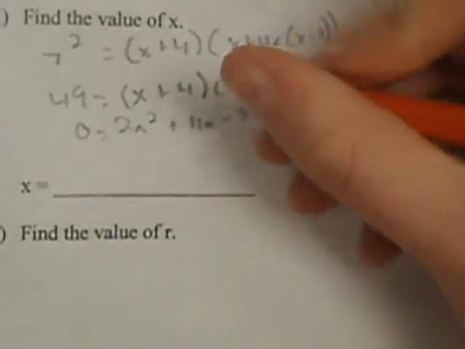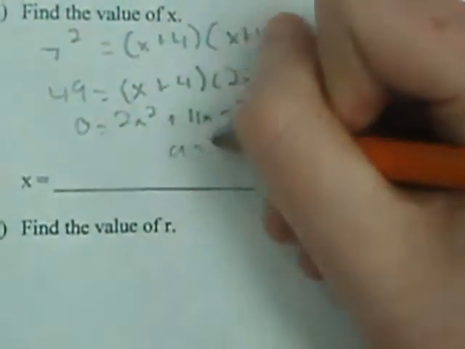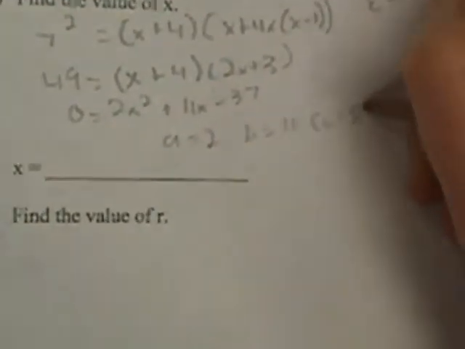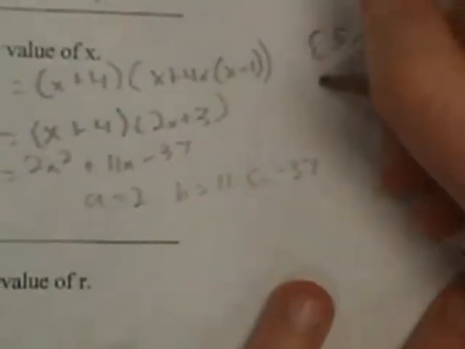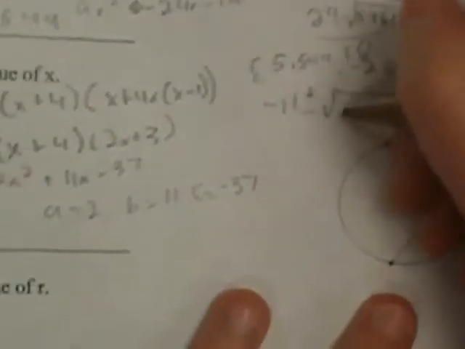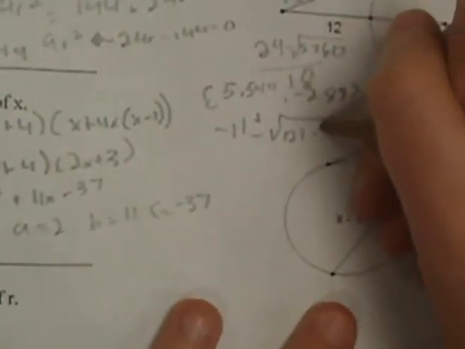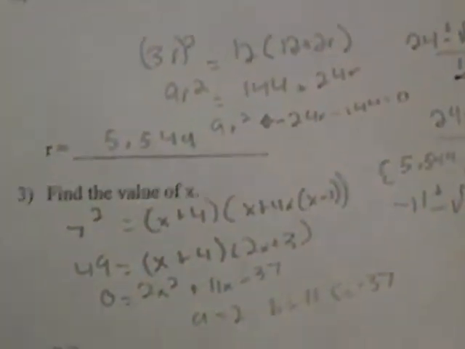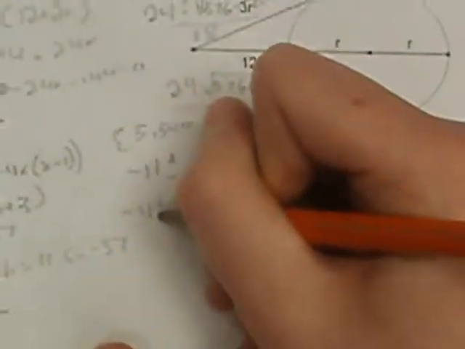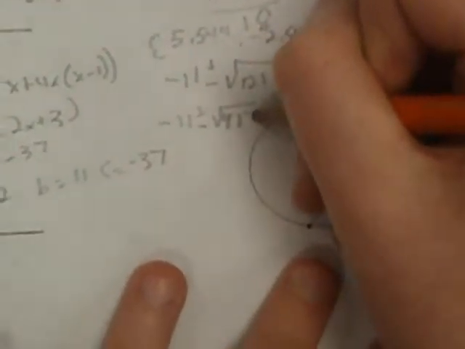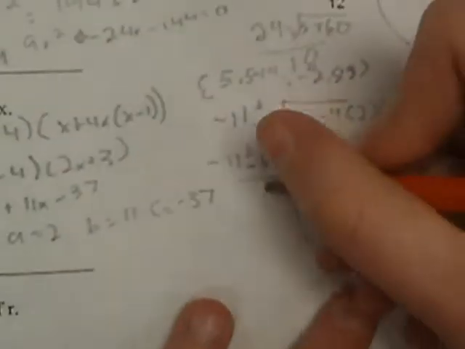The a part would be the 2, the b would be the 11, and the c would be negative 37. So when we put it in the equation of x equals the opposite of b plus or minus the square root of b squared minus 4ac all over 2a, 11 would be the b, so that would be the opposite, so it would be negative 11 plus or minus the square root of 121 minus 4 times 2 times negative 37. Then you would get negative 11 plus or minus the square root of 417 over 4.